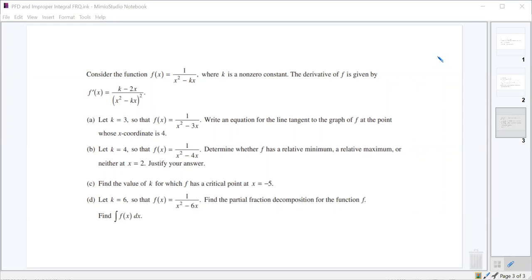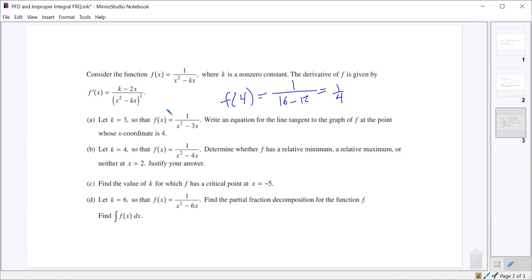All right, if k is 3, we've got this function. We can find f of 4. F of 4 ought to be 1 over 16 minus 12, or just 1/4. And we ought to be able to find f prime of 4.